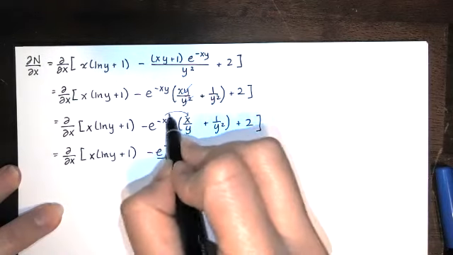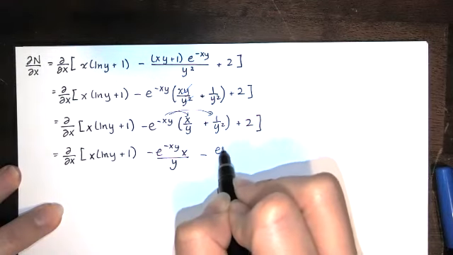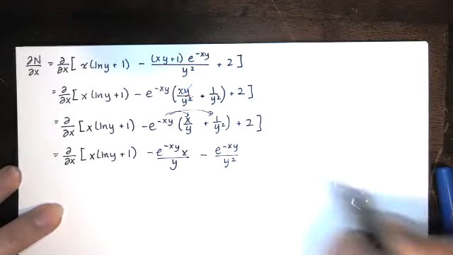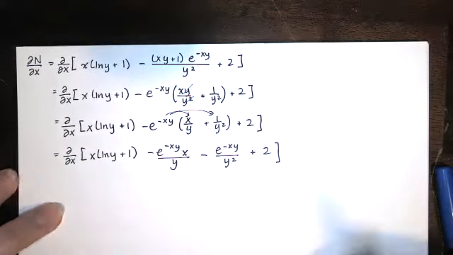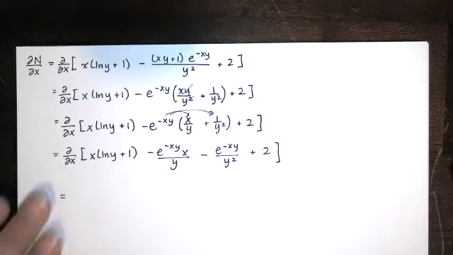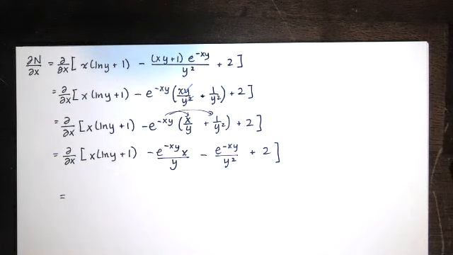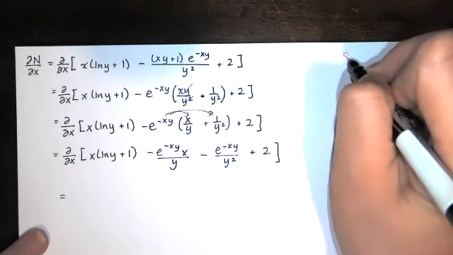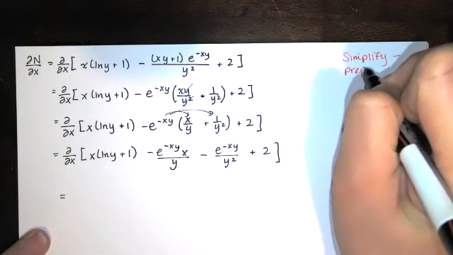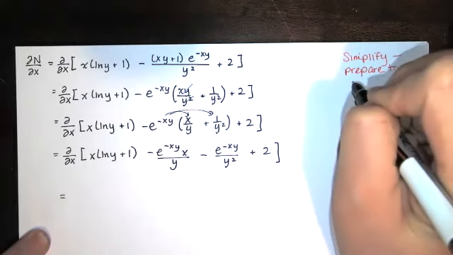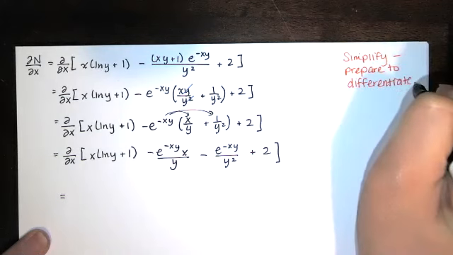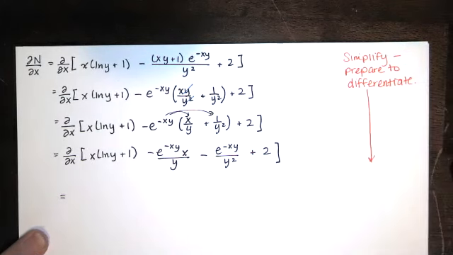And then if we distribute that, I'll have the negative e to the negative xy over y squared here. And don't forget your +2. Okay, so now we're ready to take a derivative with respect to x, treating y as a constant. Now you didn't have to simplify first, but since we were about to take the derivative, it was easier if we did a little bit of algebra to prepare to differentiate.